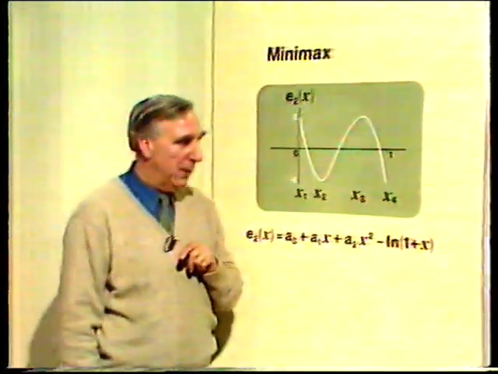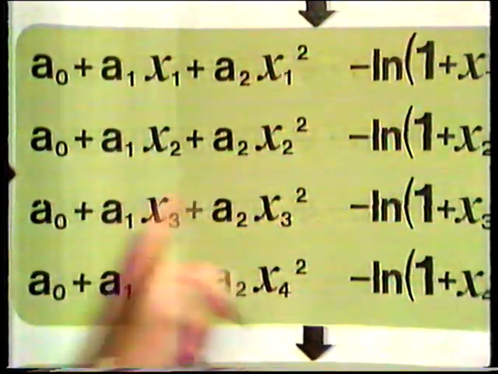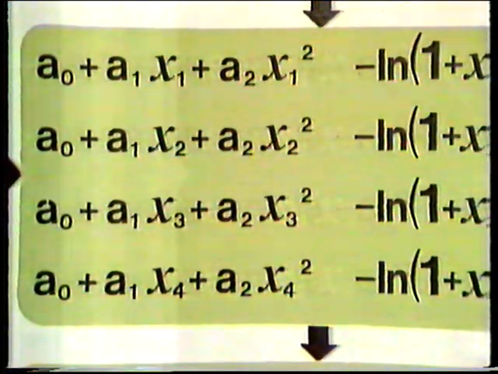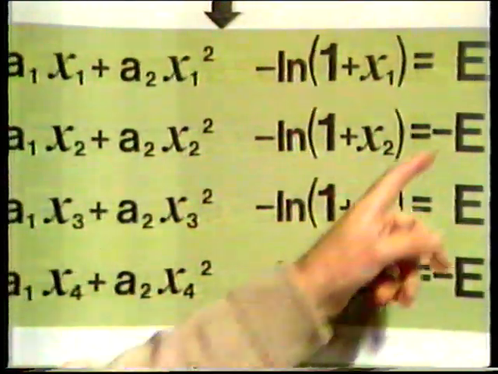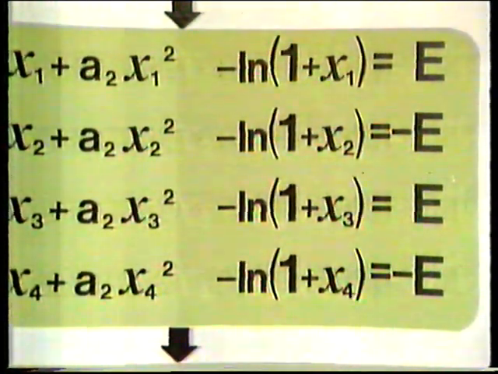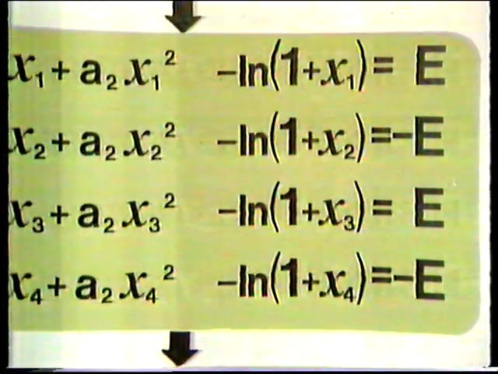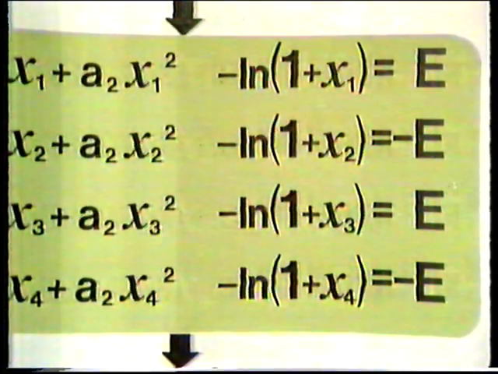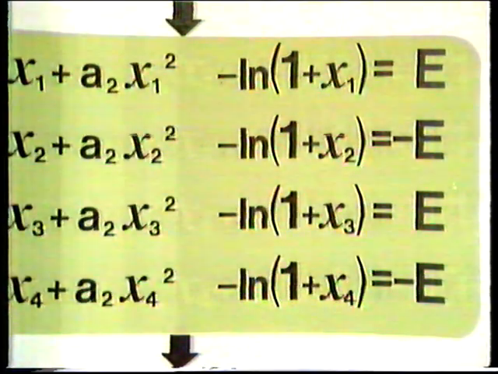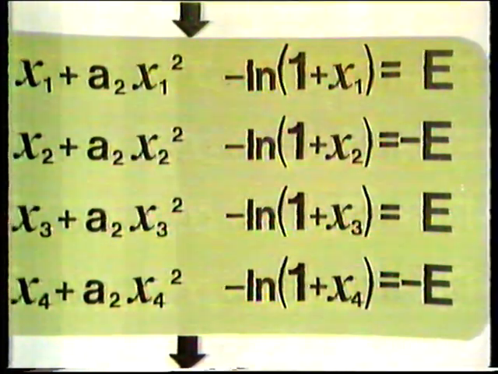So now let's write down some equations which represent what we've said. On the left of these equations is the error at the points x1 to x4, and on the right hand side we make these errors alternately e and minus e. And now this is the whole story. These equations represent the whole story. If we can solve these equations, we have our minimax approximation. Well, if you look at those equations, you'll see they're nonlinear. What does this mean? It means we have to use an iterative process for their solution.